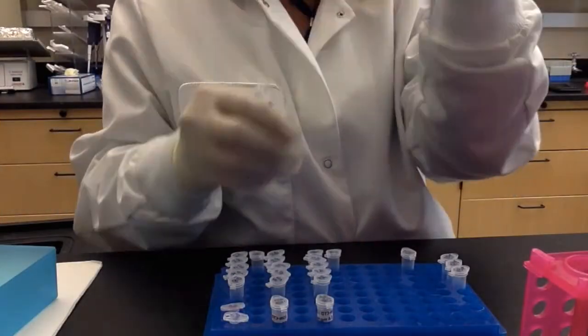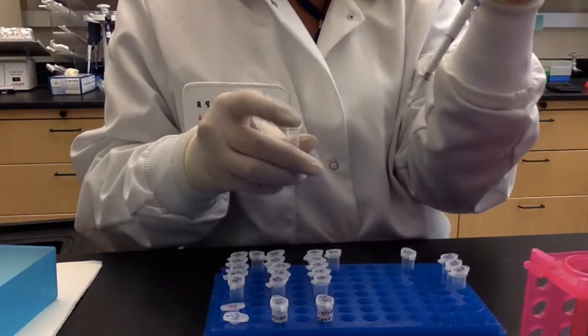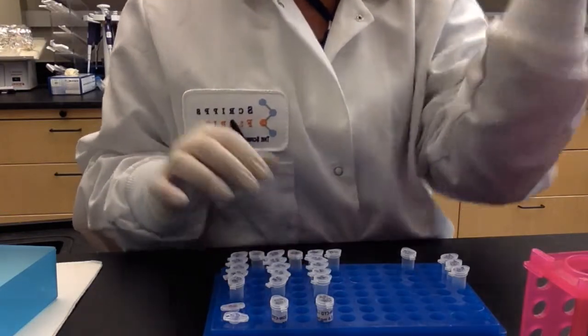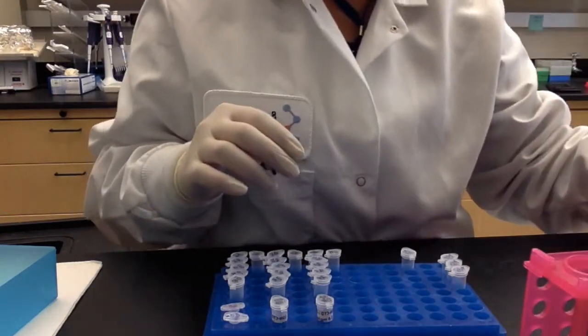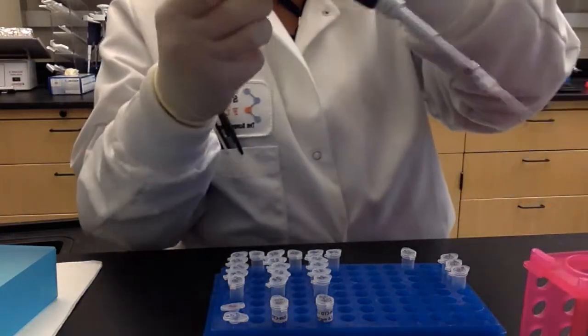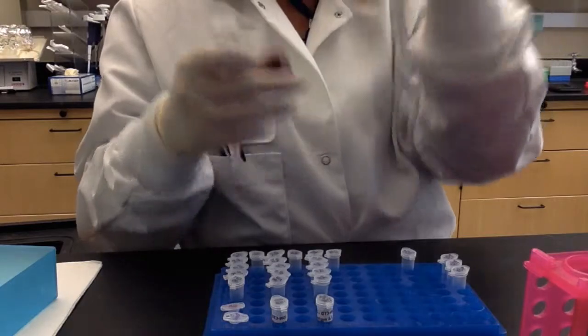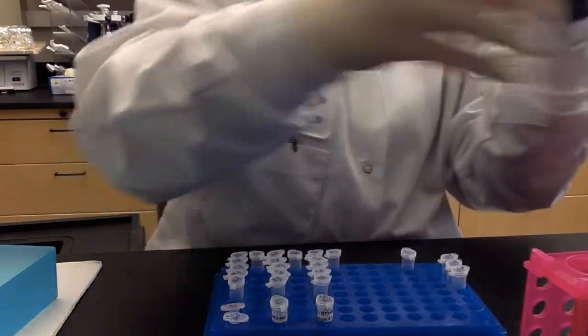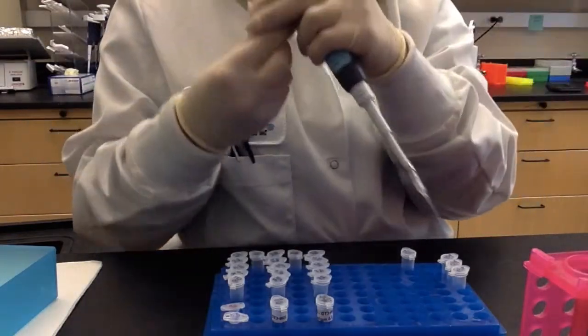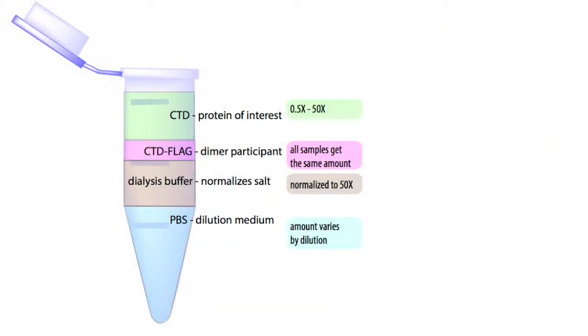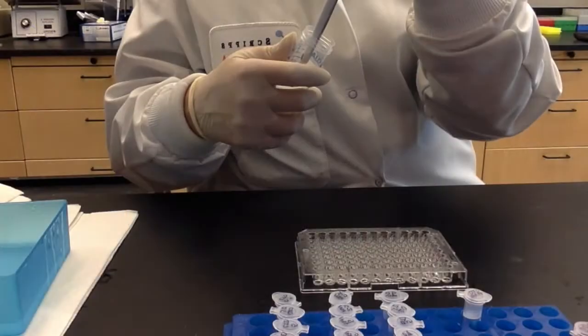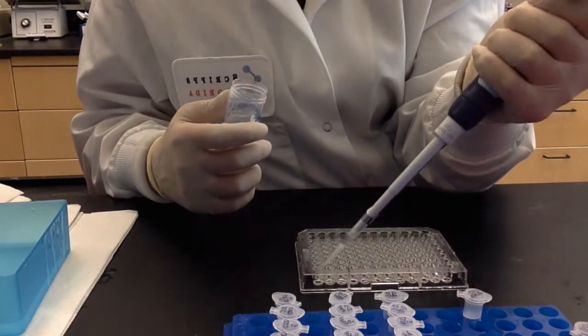During the blocking buffer incubation, the 2 CTD proteins and a standard CTD control are diluted to 0.5x, 2.5x, 5x, 10x, and 50x in PBS milk. If the proteins behave as expected, the absorbance readings should increase proportionally with the CTD concentration. Before loading, CTD flag is added to each sample to provide the other half of the dimer and bind to the GST-CTD. The proteins are loaded onto the plate.